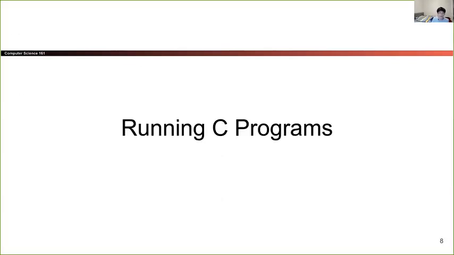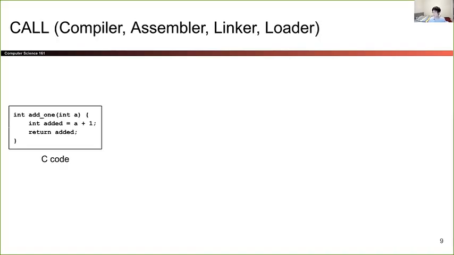All right. When we're running C programs, we start with C code. C code is what we call a high-level language. It's easy for us humans to understand. We can write while loops, we can write functions, we can write if statements. But this code isn't really something that a computer can understand.